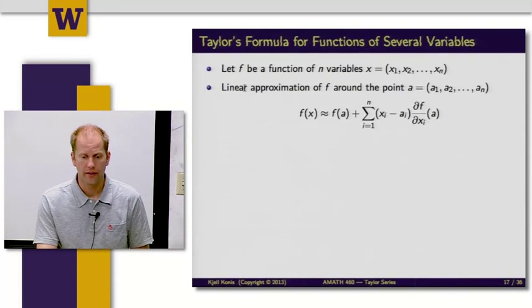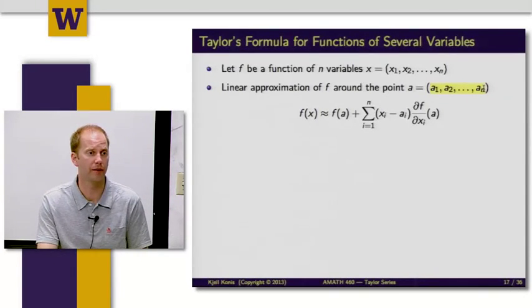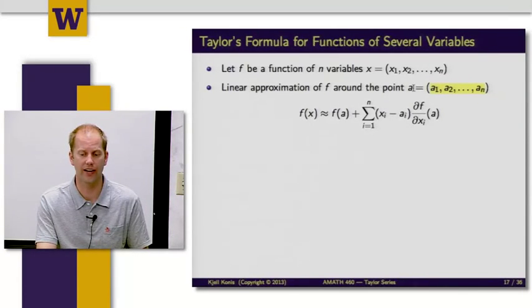And a linear approximation of f around a point A. So A has to live in the same space as x now. So if x has n components, then A has to have n components as well. So if it was a point in the plane, you'd need an x coordinate and a y coordinate for x, and then you'd need an x coordinate and a y coordinate for the point A as well.